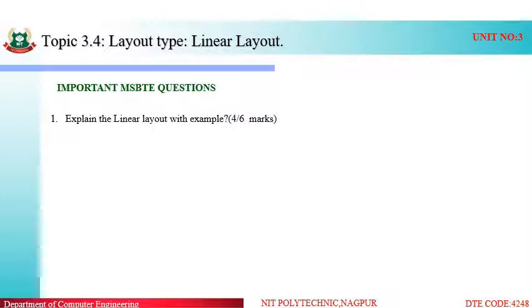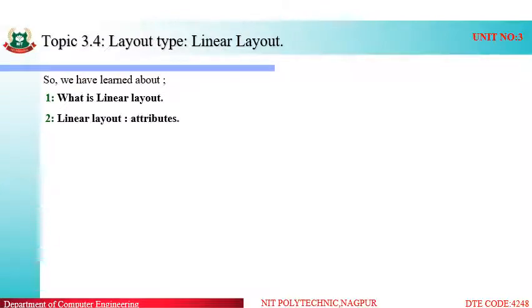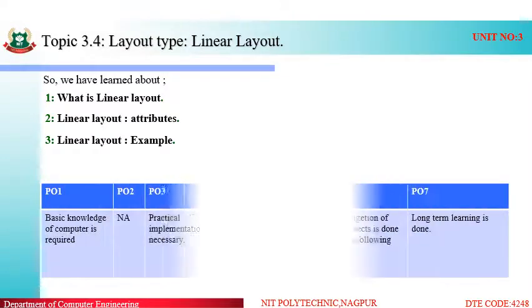So the important question is: explain the linear layout with an example. With an example we have to explain the linear layout, and list the different attributes of linear layout in UI design. So we have learned today about the linear layout attributes and its example.